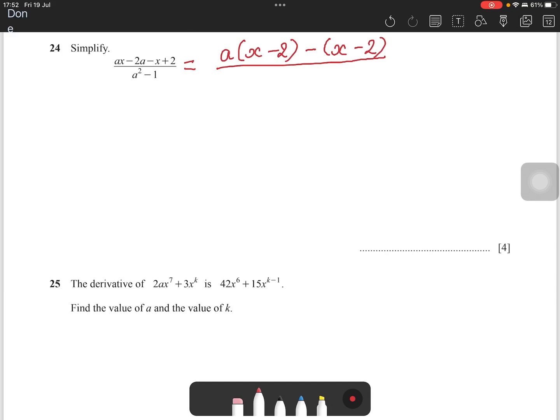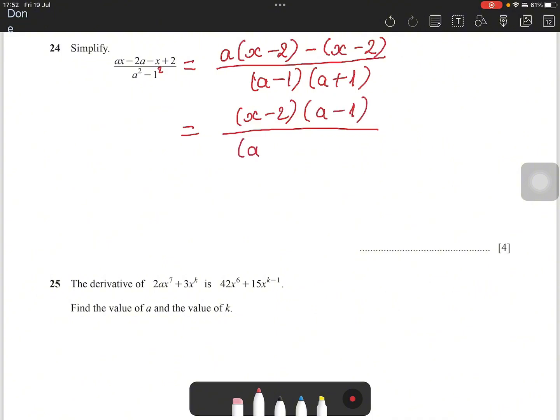For the bottom expression, a squared minus 1. Minus 1 means minus 1 squared. So it can be a minus 1 multiplied by a plus 1. And now, on the numerator, the common factor is x minus 2. So we have a minus 1 left. And the denominator is a minus 1, a plus 1. So now we see that we can cancel a minus 1, a minus 1. So the answer is x minus 2 over a plus 1.